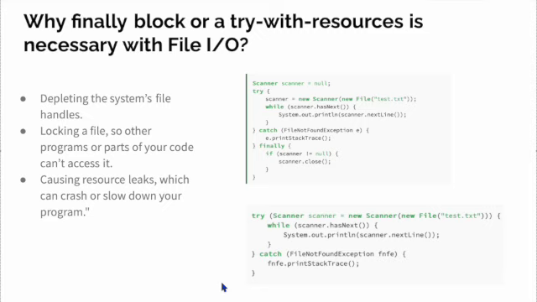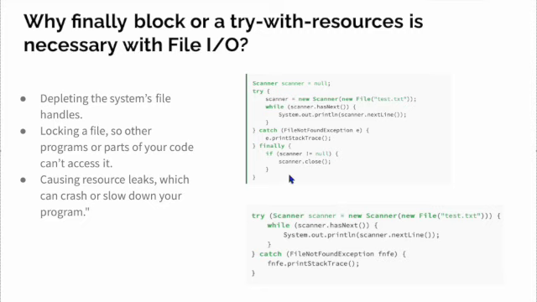Now I will explain why a finally block or a try-with-resources is necessary with file input output. So when you open a file in Java using a FileReader or a BufferedReader, you're using system resources like file handles. These resources are limited. If you don't close them properly, you might run into problems like depleting the system's file handles, locking a file so other programs or parts of your code can't access it, and overall causing a resource leak, which can crash or slow down your program.